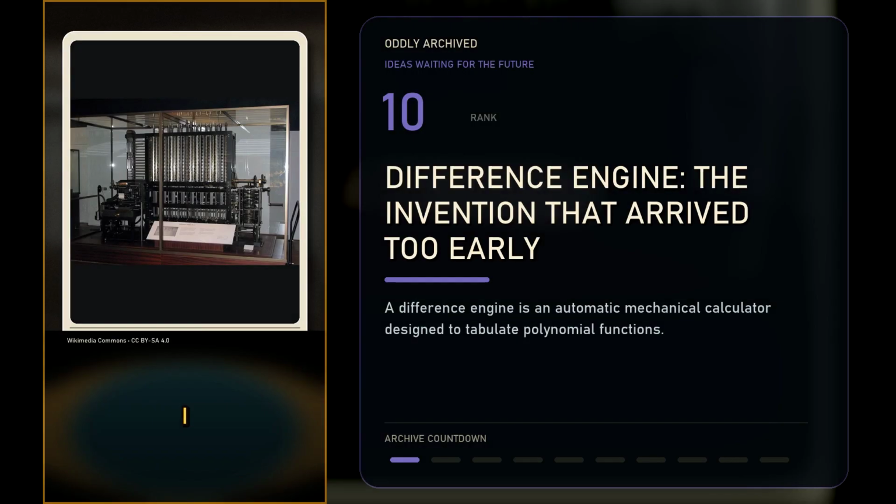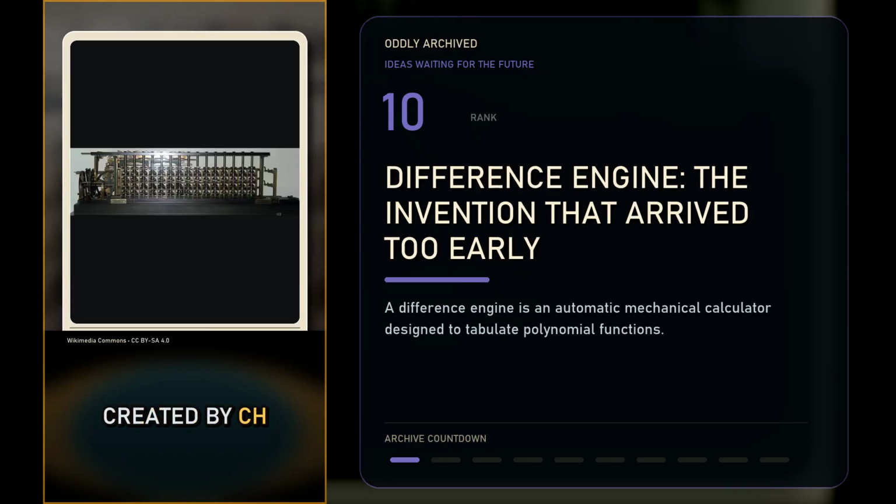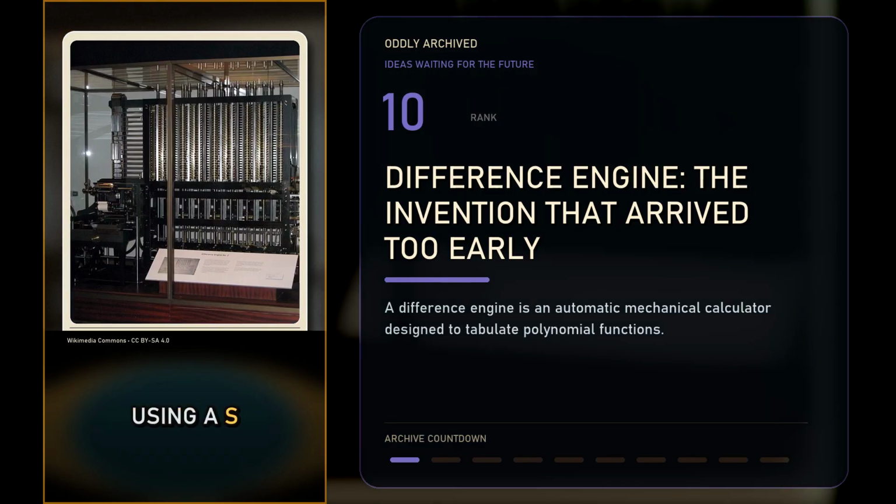A difference engine is an automatic mechanical calculator designed to tabulate polynomial functions. It was designed in the 1820s, and was created by Charles Babbage. The name difference engine is derived from the method of finite differences, a way to interpolate or tabulate functions by using a small set of polynomial coefficients.